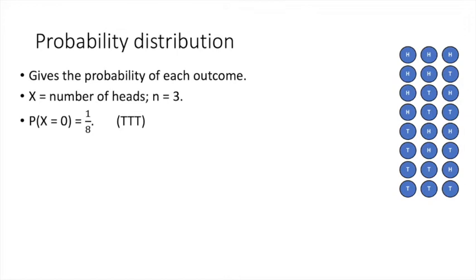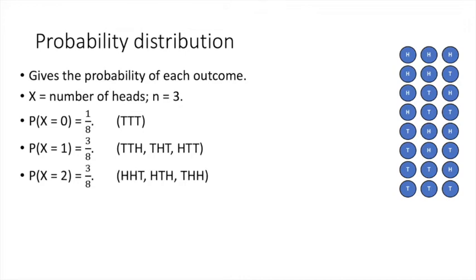Then the probability that x equals 0 is 1 over 8. This is because it can only happen when 3 tails appear. The probability that x equals 1 is 3 over 8 because the one head can appear in 3 different orders. We also call 3 different orders as 3 different permutations. Likewise, P(x equals 2) and P(x equals 3) are 3 over 8 and 1 over 8 respectively.